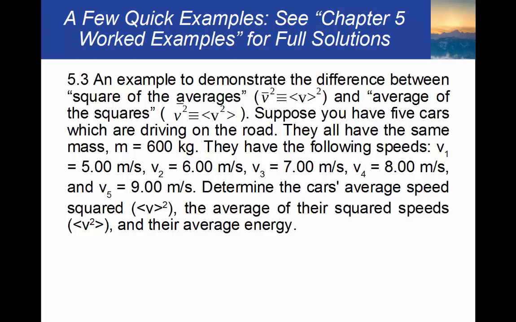So for this example, I've chosen a basic set of data. We're going to basically pretend like we've got 5 cars that are basically identical, save that they're driving at different speeds. And what we want to find here is the average speed squared, and then also the average of their squared speeds, and then from that information find their average energy.